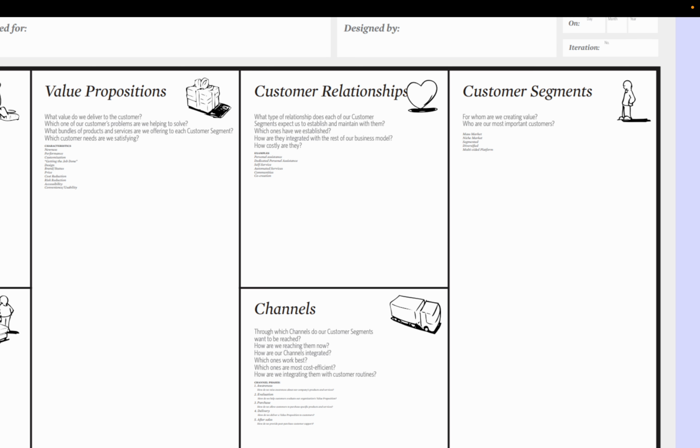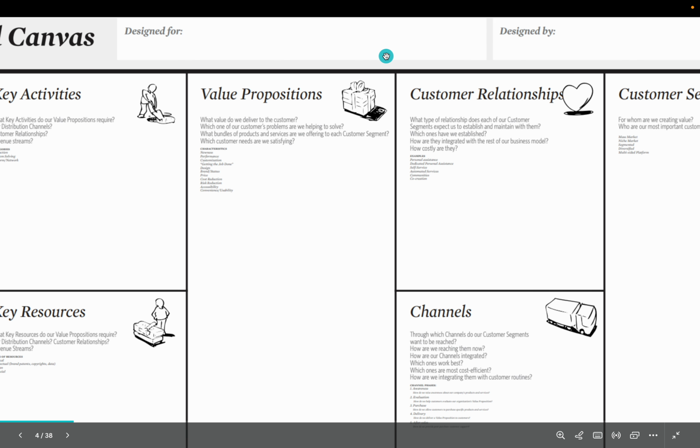If it's an app, that's very simple. It's just mobile, right? You don't really deliver it, right? But unless it's a physical product, then you need to understand how are you going to deliver it? The logistics of delivering, right? Then we have value propositions.